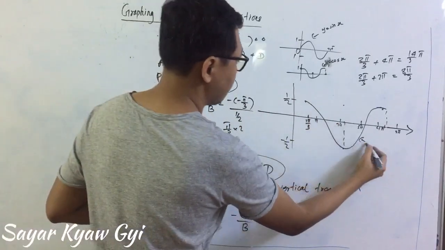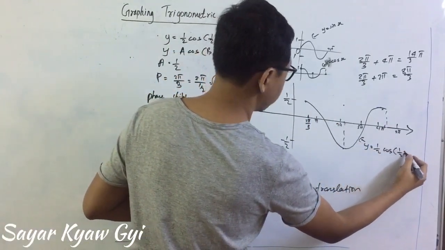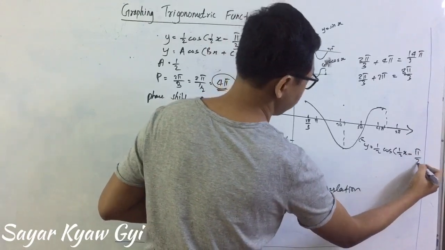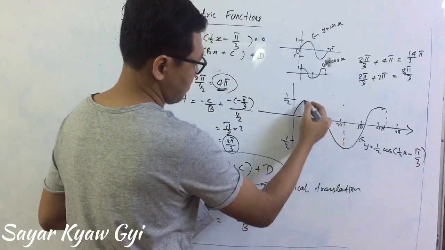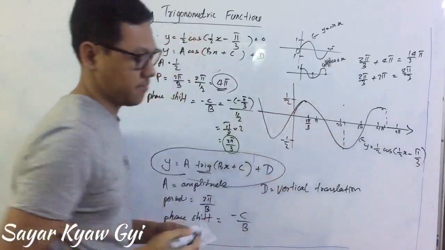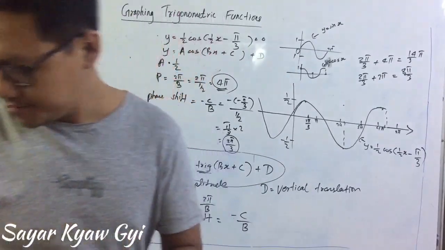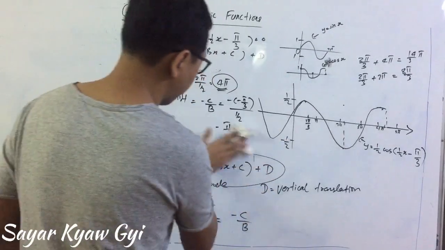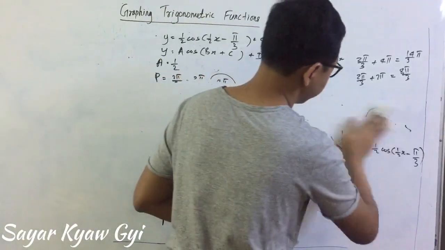y equal to half cos half x minus pi by 3. You can continue like this. That's how we draw, okay? I want to explain another formula, another example. I'm going to erase this first.